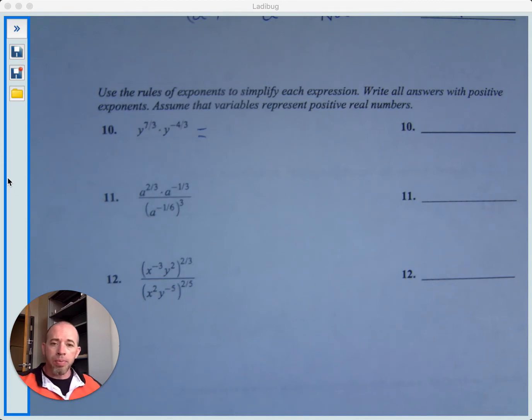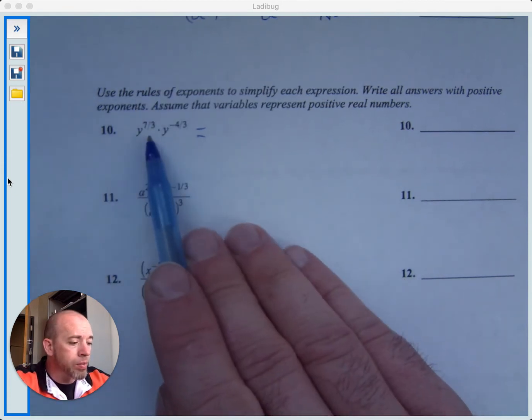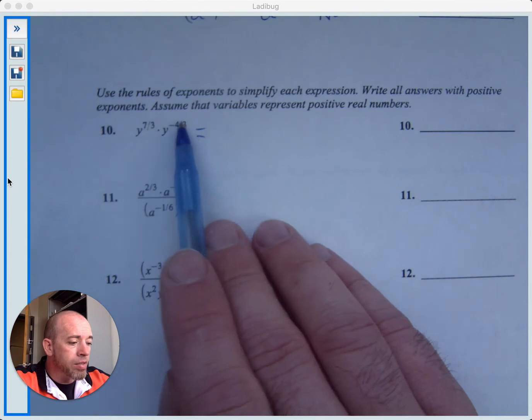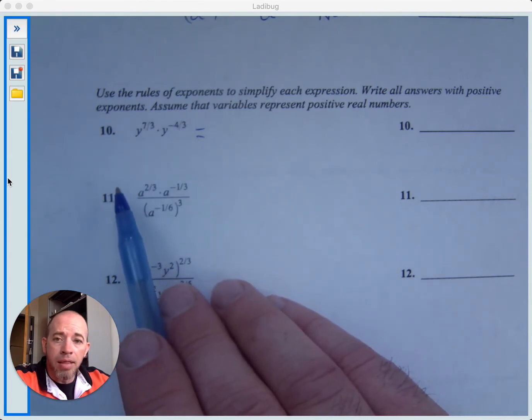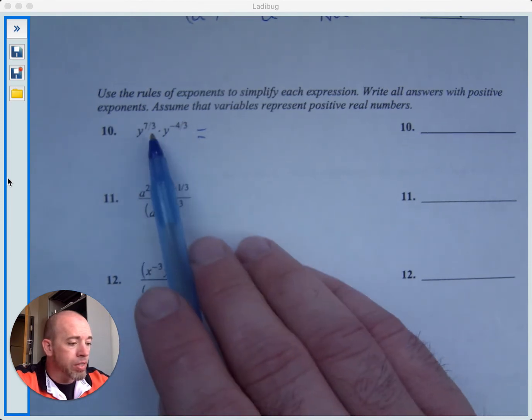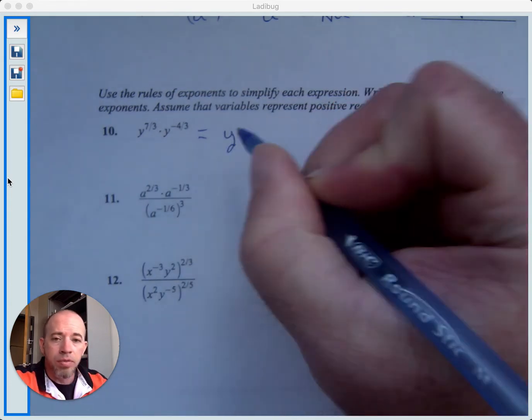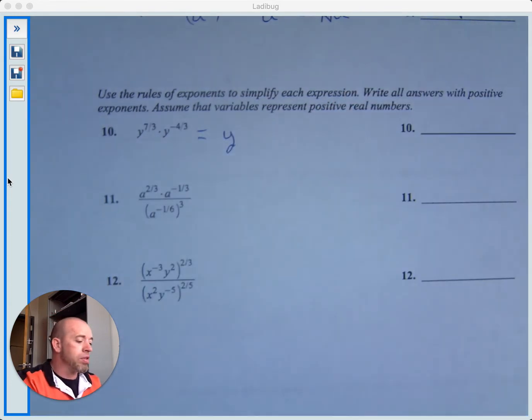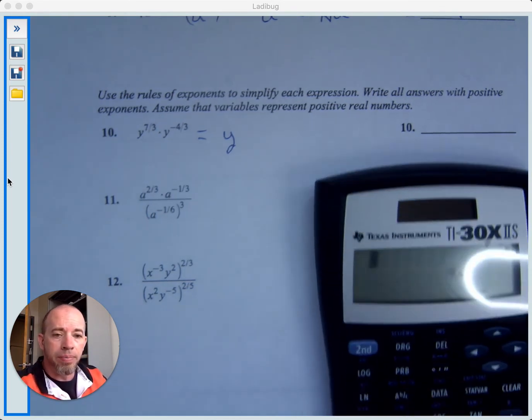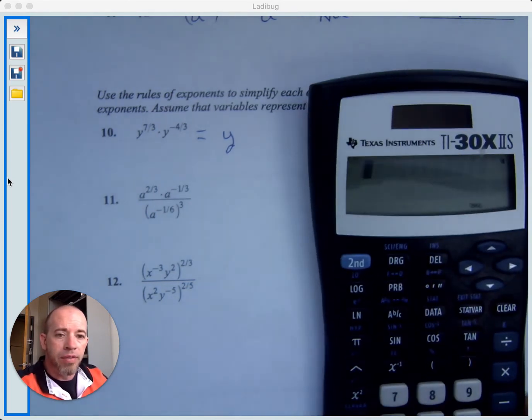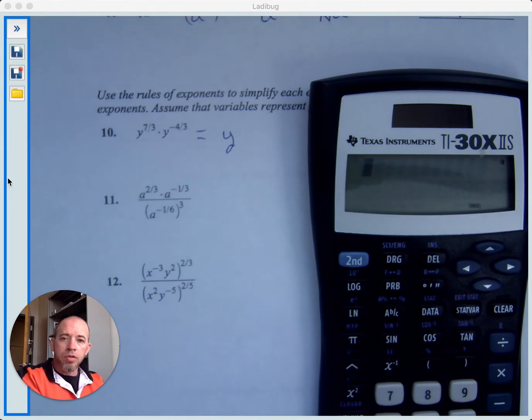But when you multiply powers with the same base, y, that have exponents, we add the exponents. So we would take 7/3 plus negative 4/3. So what does that give us? What's 7/3 plus negative 4/3? And if you don't know, use your calculator, right? But you shouldn't have to on this one. Adding 2 fractions with the same denominator should be easy.